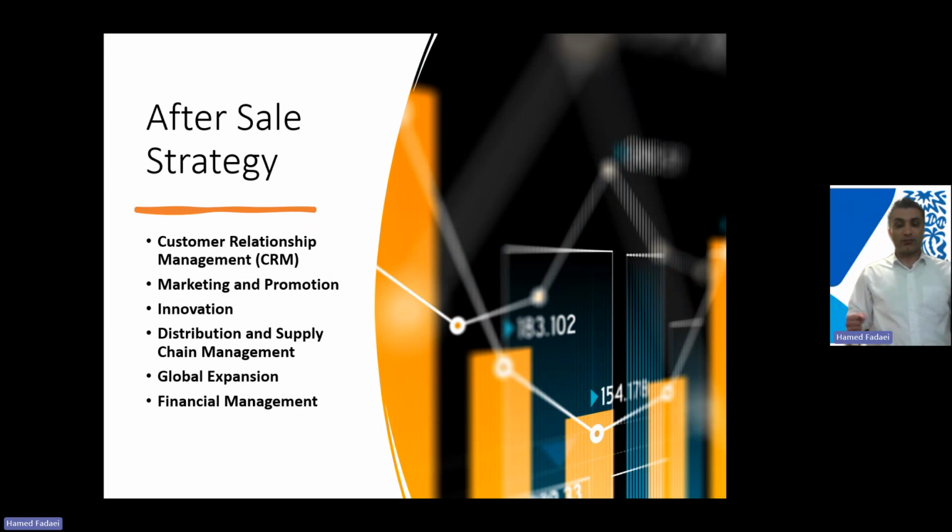And after the selling strategy, they have lots of stages. First of all is customer relationship management, which is loyalty. They call the customers to get some feedback, and then they want to improve their knowledge of how they deal with customers, and also marketing and promotions. Innovation, distribution, supply chain management, global expansion to get more profit. Financial management means they put in a financial department to get more benefit and calculate everything accurately.